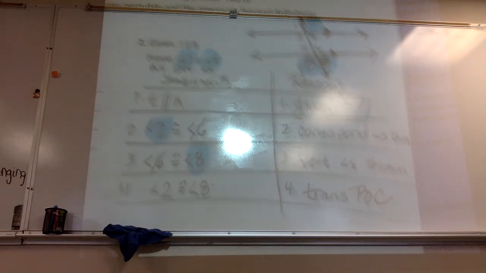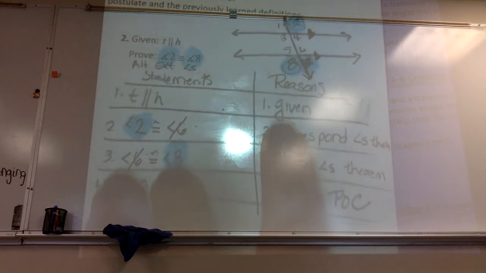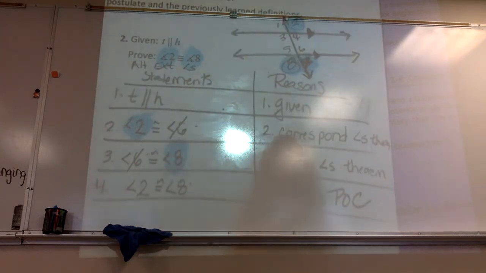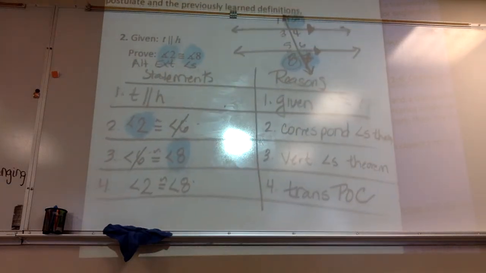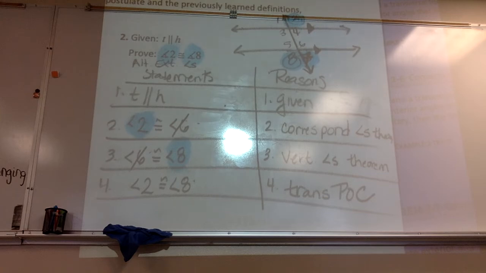So, had you chosen to go with something other than corresponding, you could have gotten there, but you likely would have had to have some type of vertical angles and a couple of transitive steps. So it's a fairly similar setup.